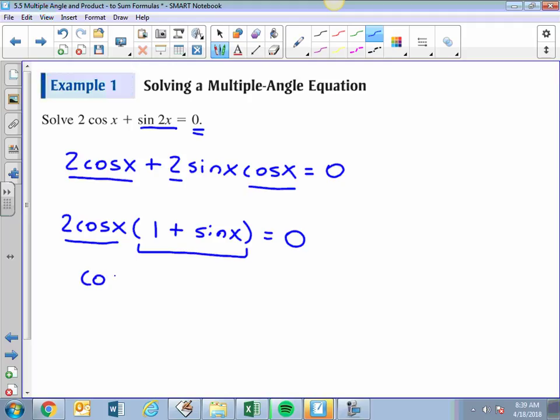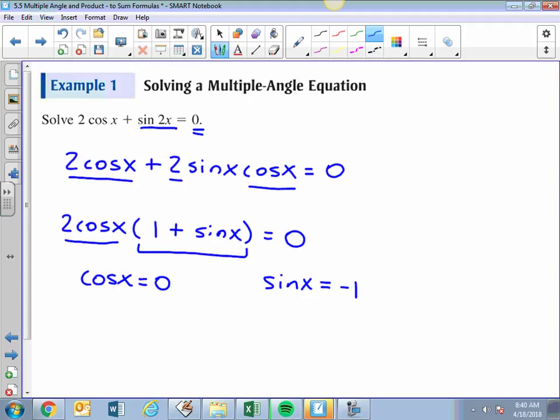I would get cosine x equals 0. I would also get sine x equals -1. Okay, so that is if you solve them both. Your next step would be to go to your unit circle. It does not have a limited interval on this one. So you would have to go ahead and put the 2 pi that goes with both of these.